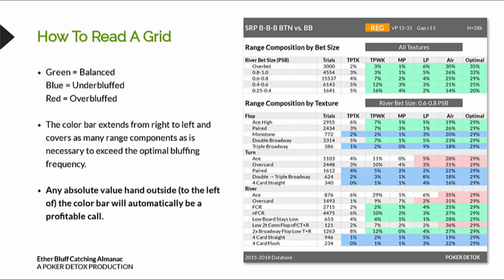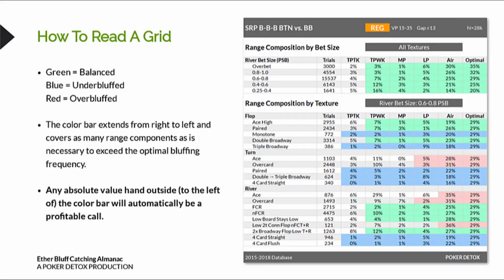You can also see at the top that this grid is for Reg Profiles, and specifically what the VP-IPPFR parameters of the Reg Profile is. On the top right hand side, we have the sample size. In this case, we studied about 28,000 hands of this exact line, formation, and profile combination.